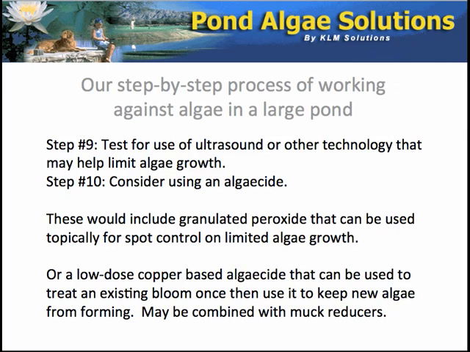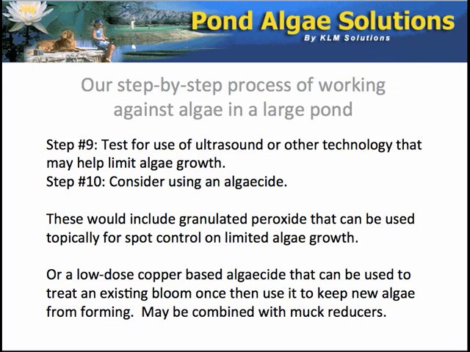Now step 10, if we've tried a number of different things and we're still not getting anywhere, we may look to use some type of an algicide. Algicides come in a lot of forms. Very traditional ones would be called copper sulfate or Cutrine Plus, and generally we don't like to use those too much because they build up the copper levels in the pond, and particularly low in the pond, which we don't want. There are two that we use.